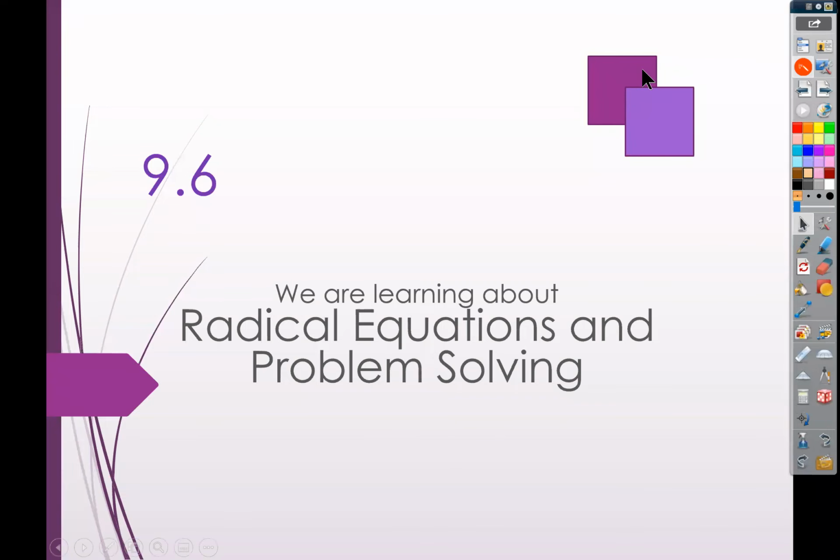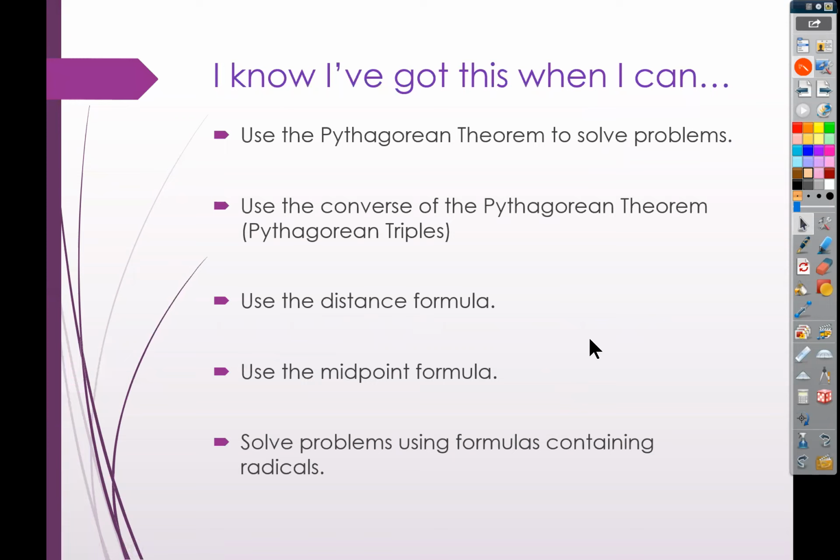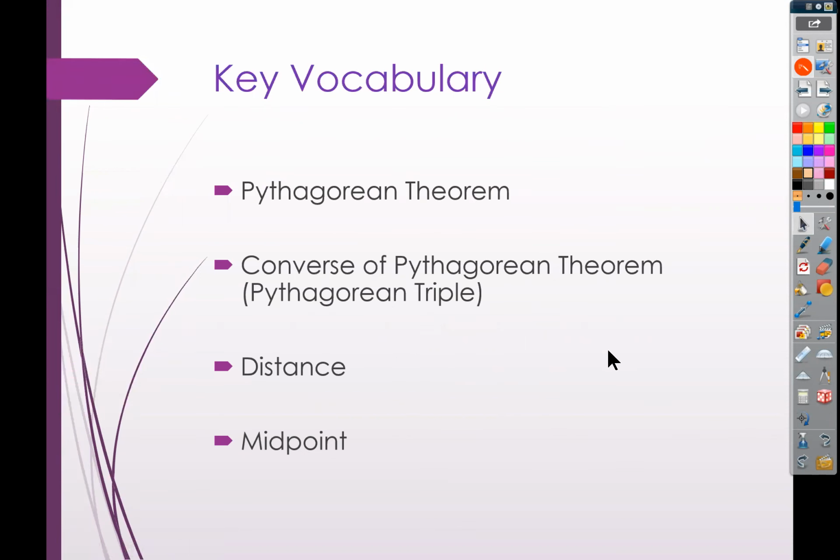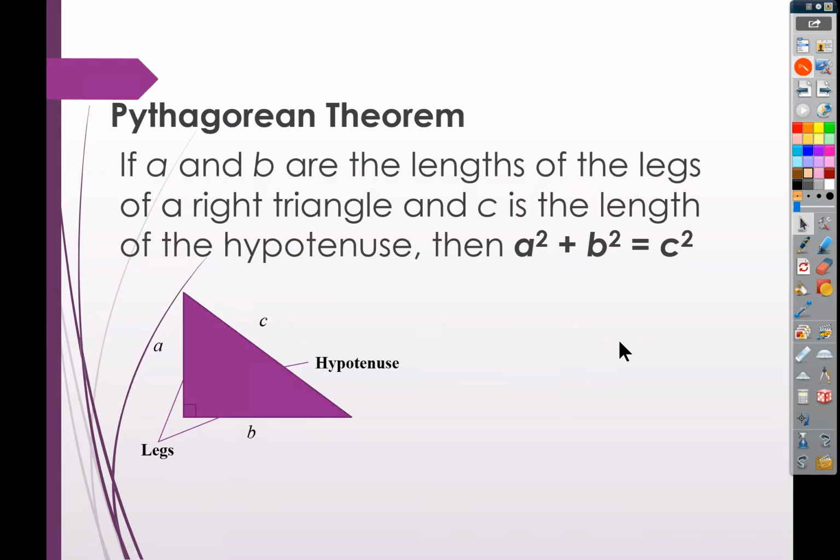All right, we are learning about radical equations and problem solving. I know I've got this when I can use the Pythagorean theorem to solve problems, use the converse of the Pythagorean theorem, which are called Pythagorean triples, use the distance formula, use the midpoint formula, and solve problems using formulas containing radicals. Some key vocabulary is the Pythagorean theorem, the converse of the Pythagorean theorem, or Pythagorean triple, distance, and midpoint.